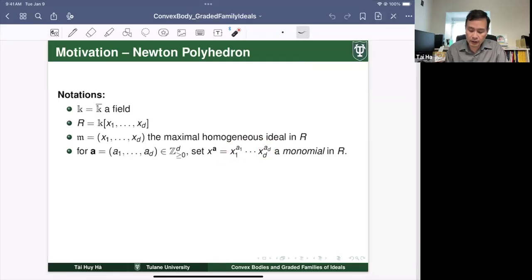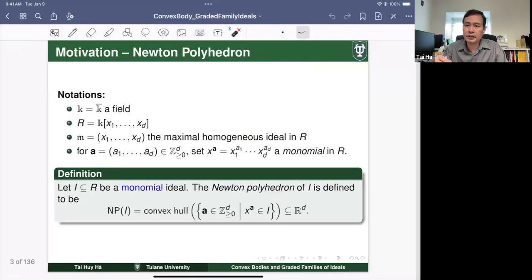The one definition that most of us have seen before is the construction of the Newton polyhedron with respect to a monomial ideal. Basically, if we start with a monomial ideal, you look at any monomials that sit inside that monomial ideal, look at its exponents, and that is a non-zero vector with non-negative integer entries. We look at that as a point inside R to the d and take the convex hull, and that is what we call the Newton polyhedron of this ideal.